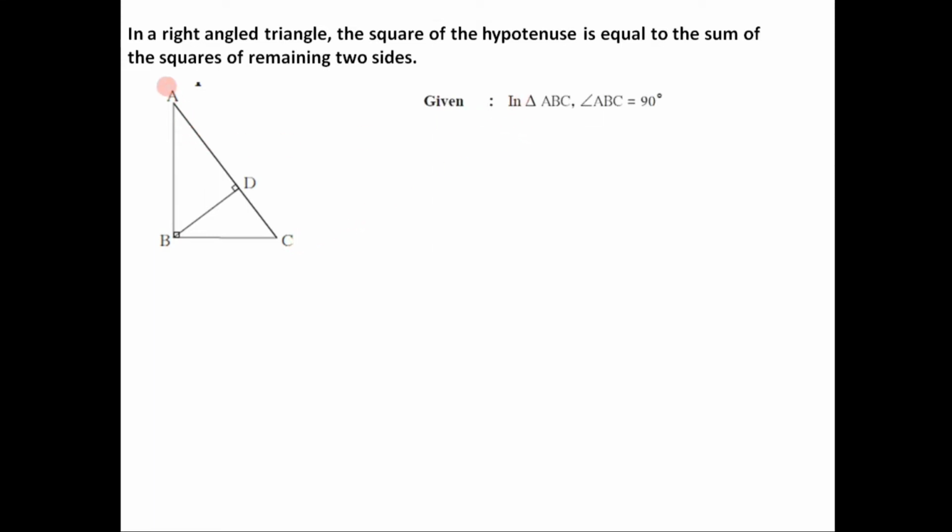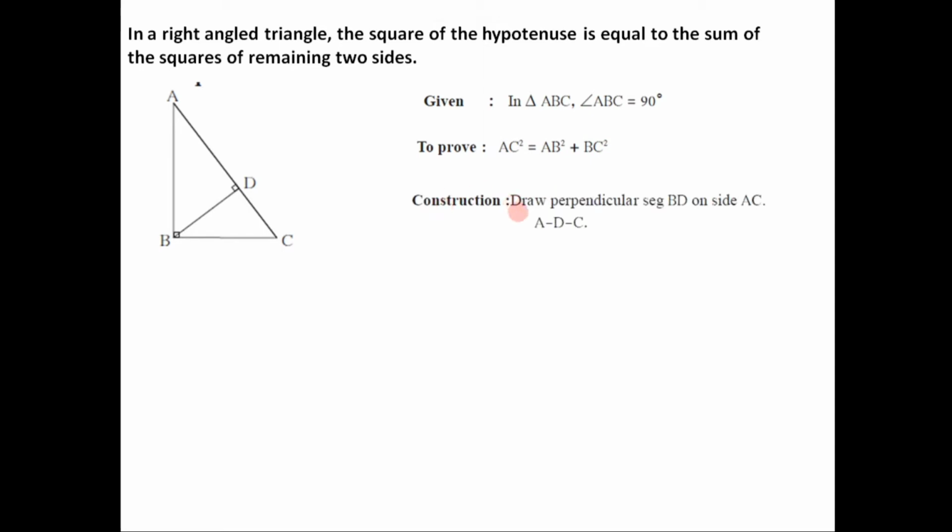So given, in triangle ABC, it is given that angle B is a right angle, that is angle ABC is equal to 90 degrees. In this triangle we have to prove that the square of the hypotenuse is equal to the sum of the squares of the remaining two sides. The side opposite to 90 degrees is the hypotenuse, so AC is the hypotenuse. So we have to prove that AC square is equal to AB square plus BC square.